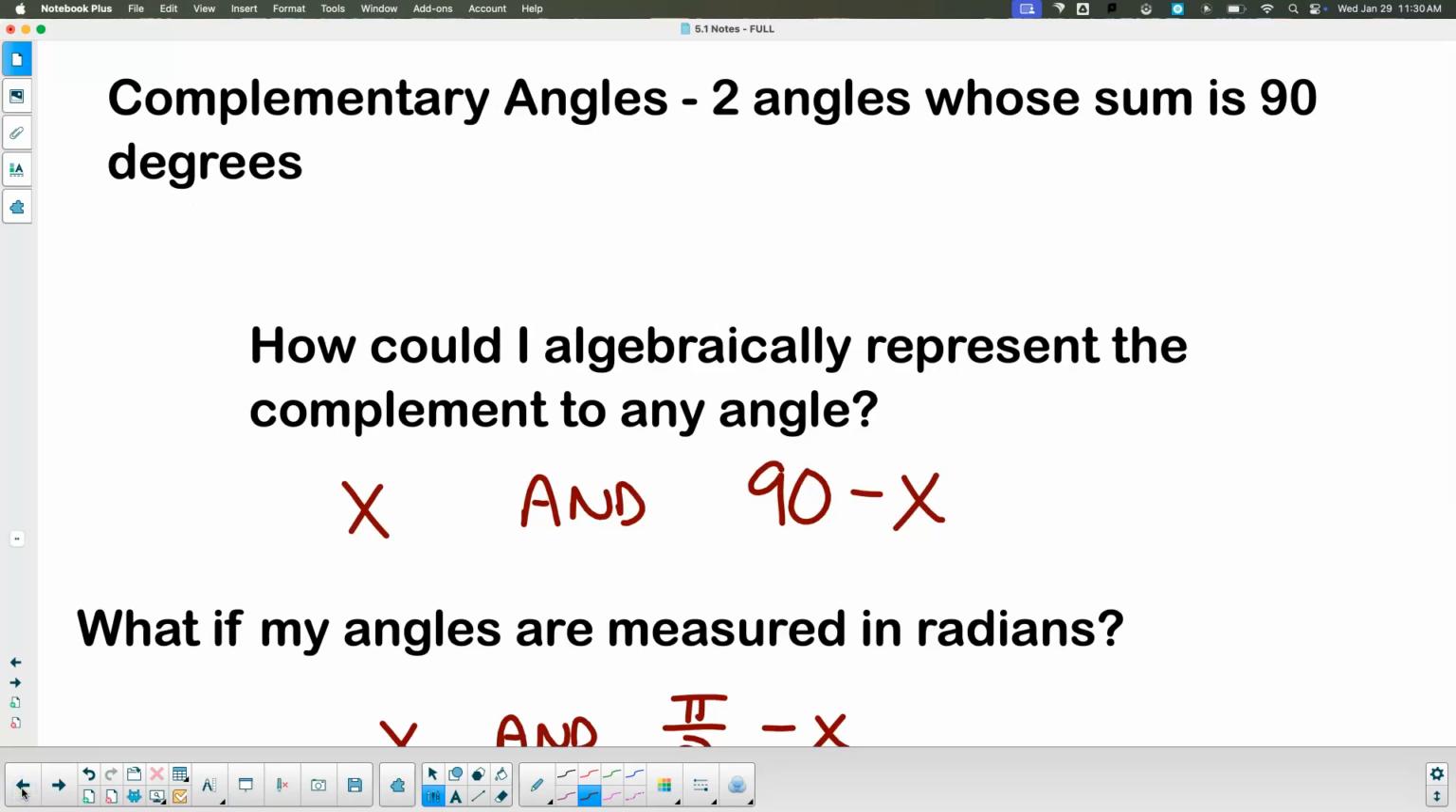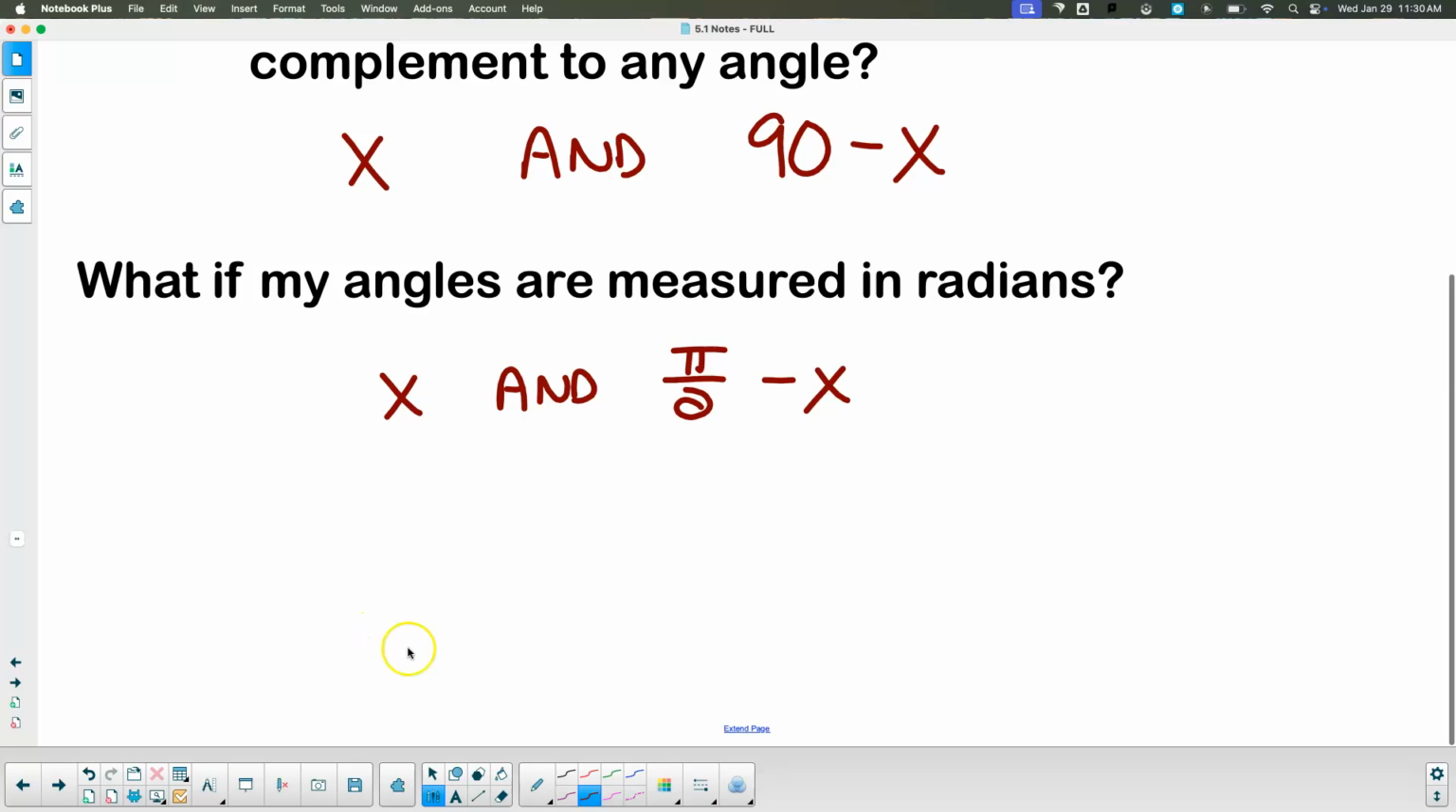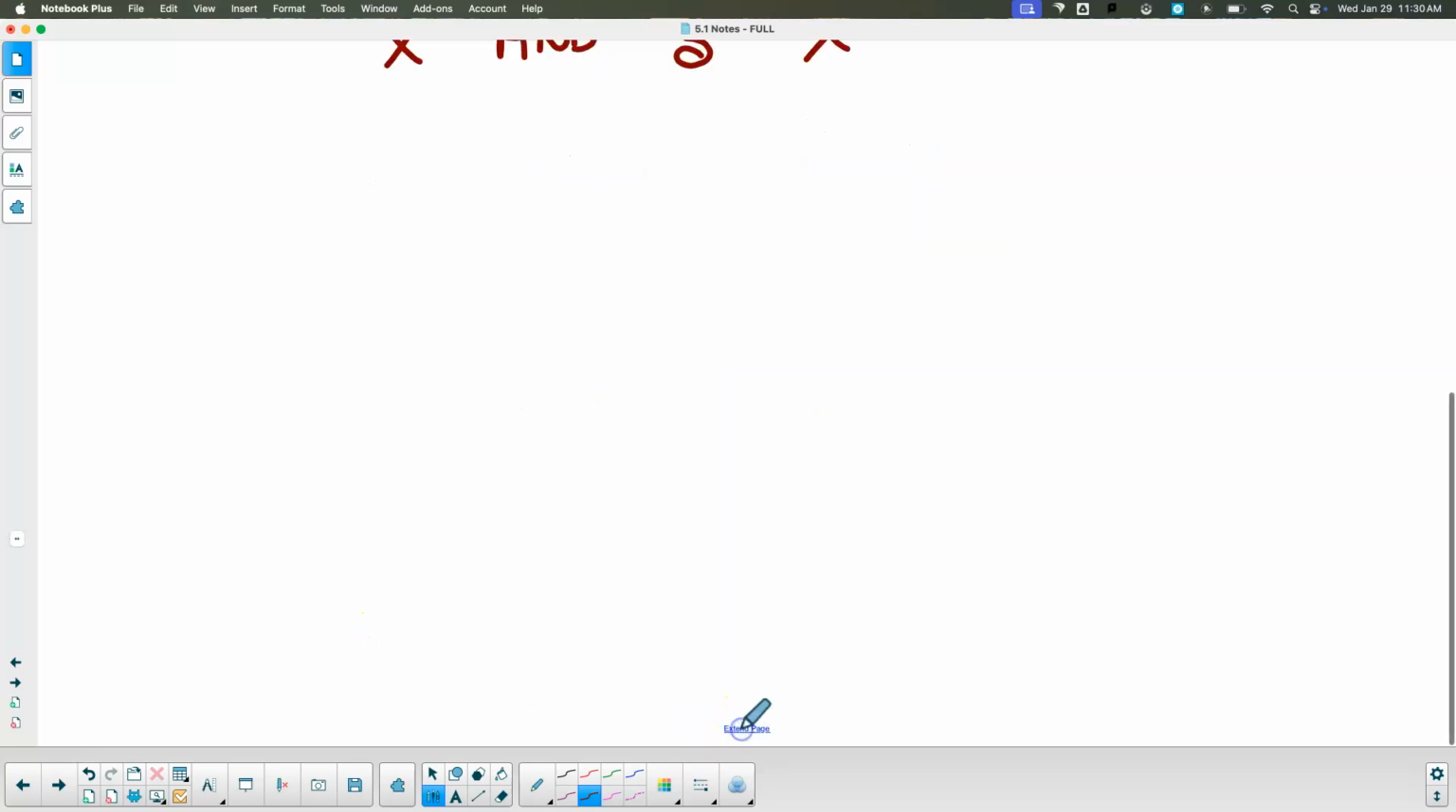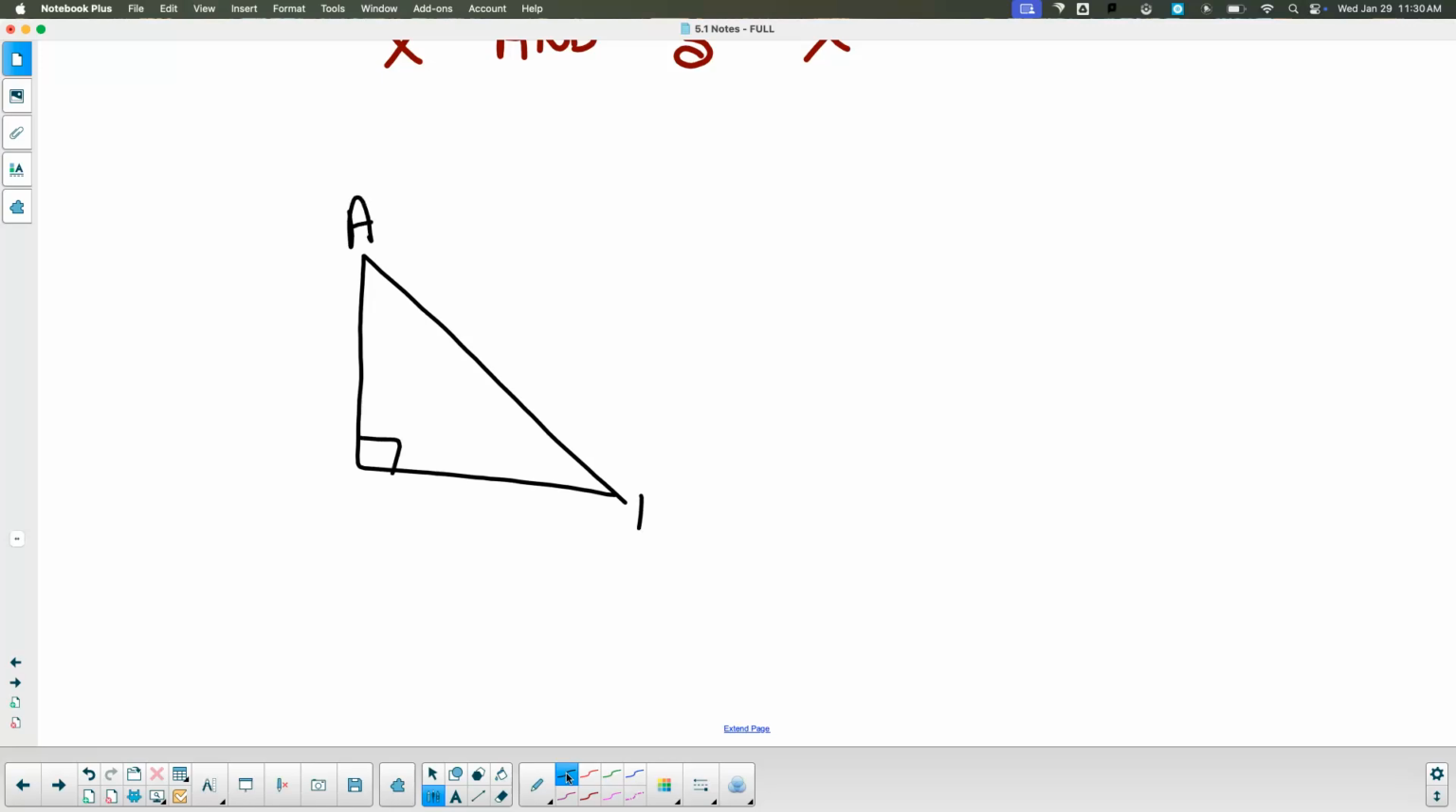Let's talk right triangles. Okay? Because if we're in a triangle, right? If we got two complementary angles, then the other angle is a 90-degree angle. Let's call this angle A. Let's call that angle B. If this is x, then this is pi over 2 minus x. Agree with me on that?